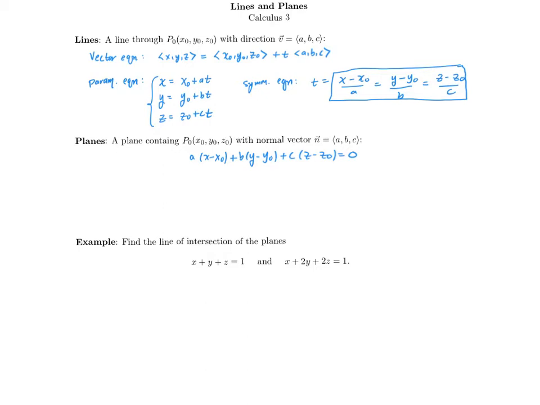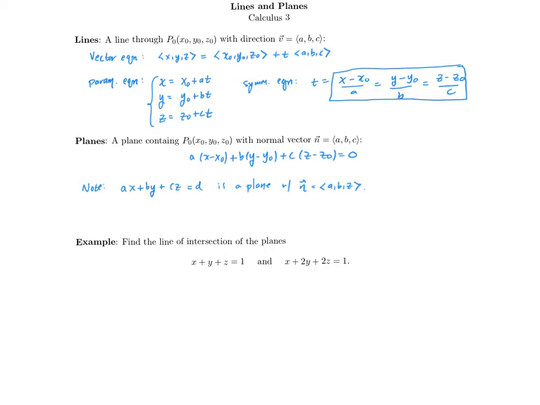The further observation that we want to make, for future use, is that if we ever see something of the form ax plus by plus cz equals a number d, this is a plane, and we can immediately pick off the normal vector. It's the coefficients of x, y, and z, respectively. And oftentimes in the future, we will encounter planes in this form, and we'll have to recognize it is a plane and write down the normal vector.